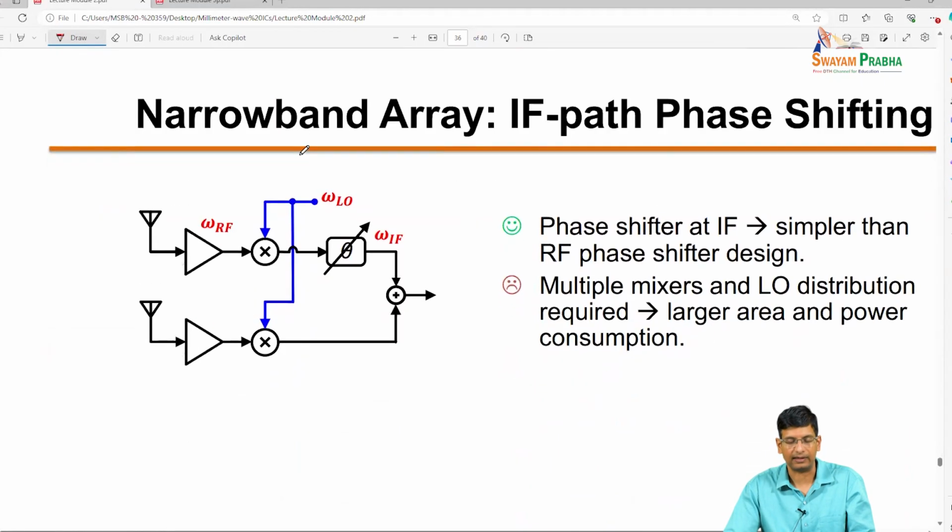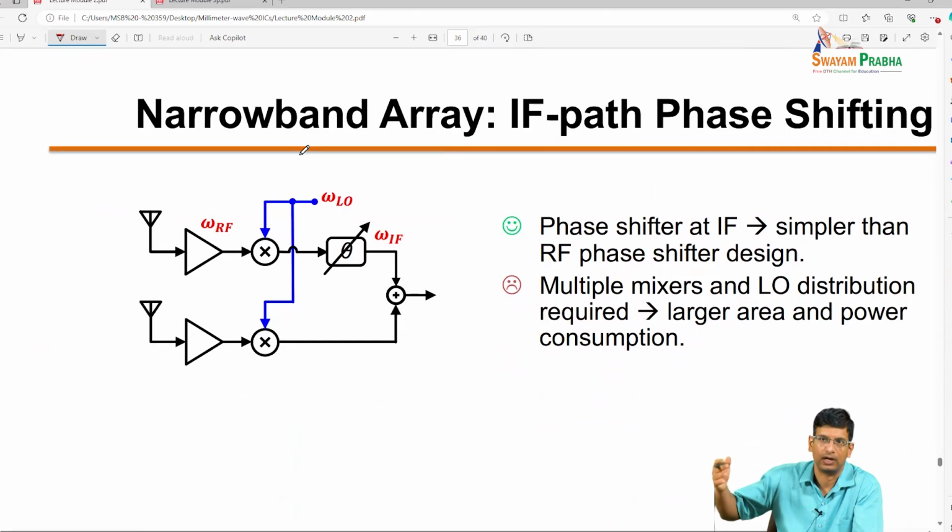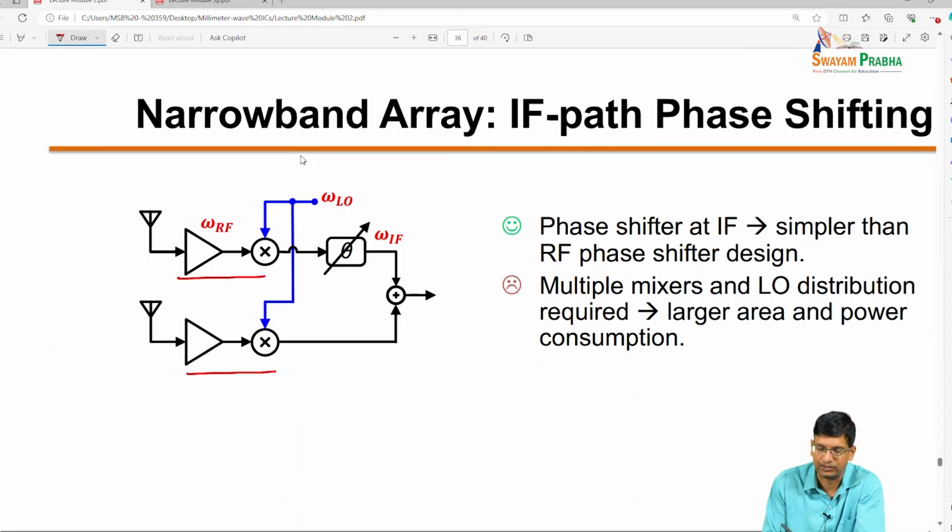So let's say that I do find RF phase shifters to be difficult at that particular frequency. And over time, that frequency has been pushed higher and higher, but still there are some high frequencies at which RF phase shifters are difficult to implement. Then I can take the advantage of integration and down convert the signal in each element, build myself a heterodyne architecture, right? And then I have as many IF paths as I have elements. And in the IF path, I implement the phase shifter.